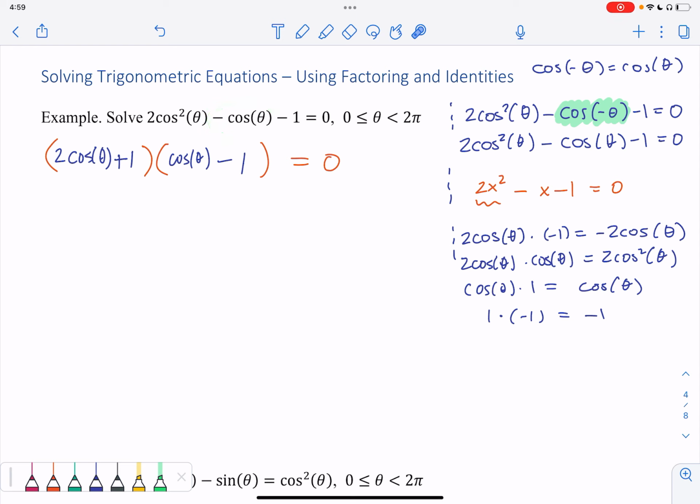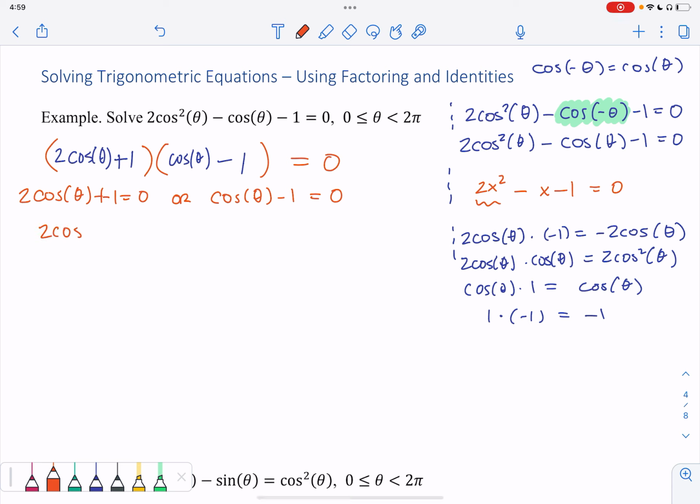Okay, so I've factored this correctly, which is good. And so now what I'm going to do is use that zero product principle to set each factor equal to 0. So I'm going to have 2 cosine of theta plus 1 equals 0, or cosine theta minus 1 could equal 0, right? Either one of those would result in a true statement. So let's solve this first one.